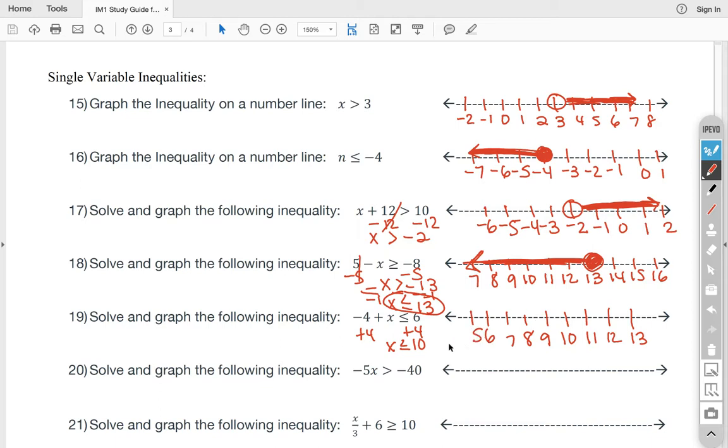And we are less than or equal to 10, so we're going to circle it and fill it in. And we're going to go less than. So less than is to the left. It's pointing to the left. All these numbers are less than or equal to 10.